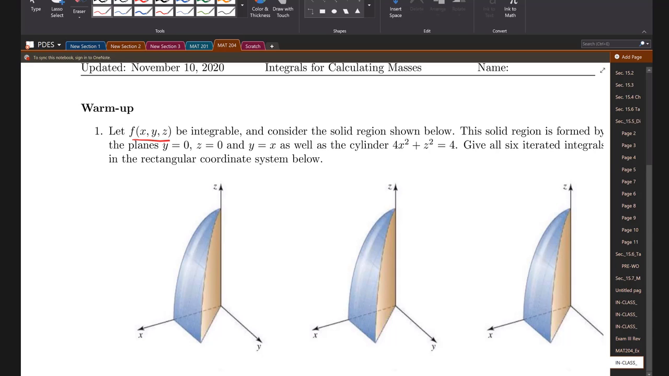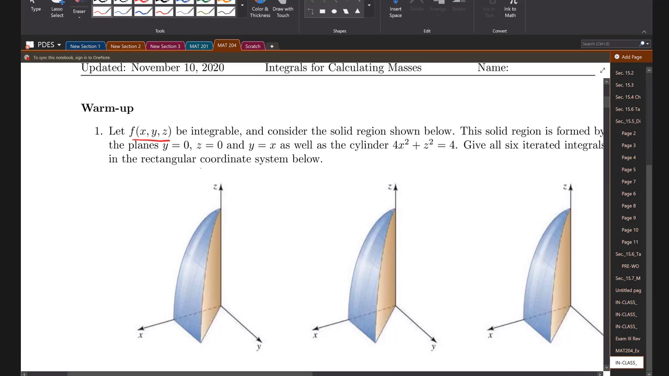Okay, so in this case, let's go ahead and give this solid a name. Let's call this solid E. So we've got this solid, and it's bounded by the planes y equals 0, z equals 0, y equals x. That y equals x gives us that beige face that you can see there.